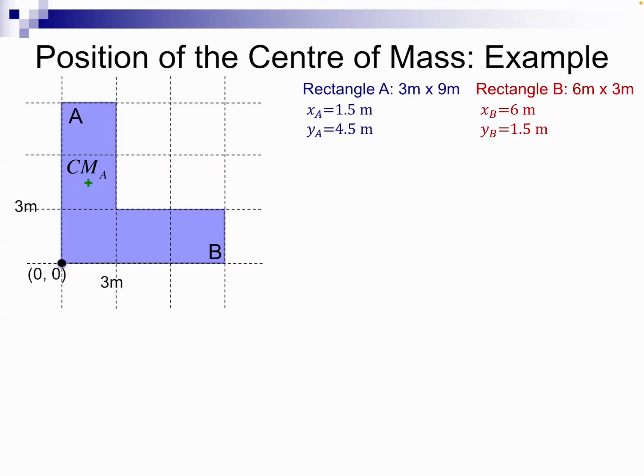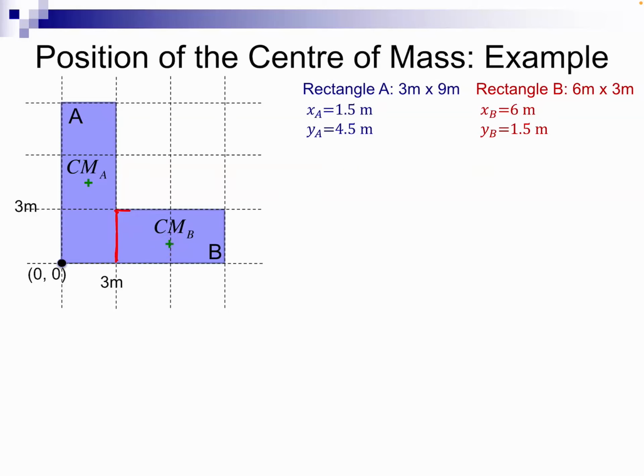Yeah. Wouldn't it be 6? Yeah, 1.5. I'm sorry, this will be 3. It will be somewhere here. Right. We're just looking at rectangle B. It's just this bit. So the center of mass of just that bit will be at this center here, correct?